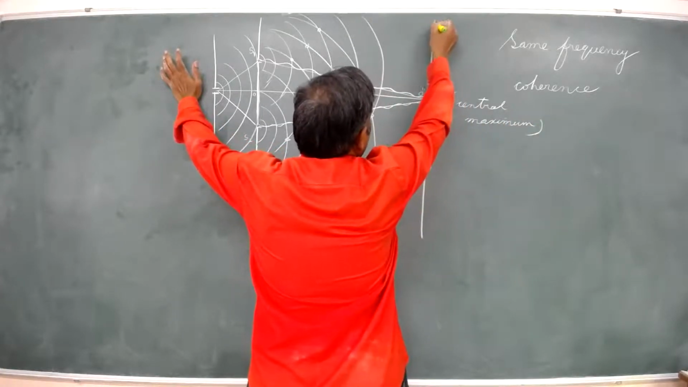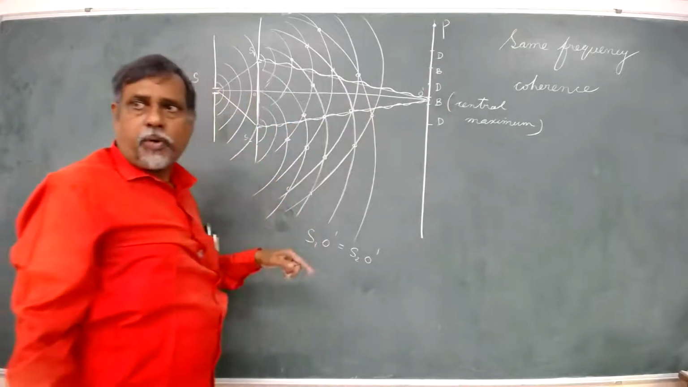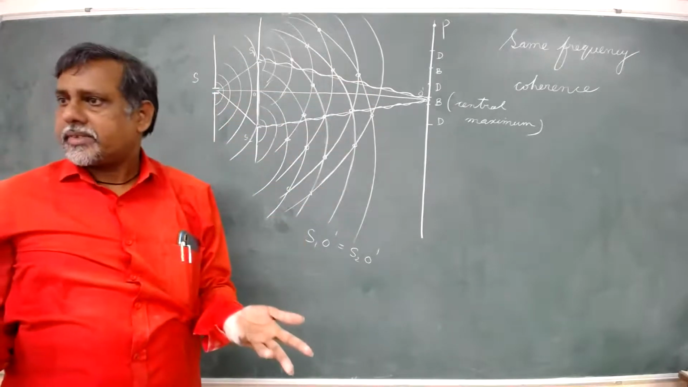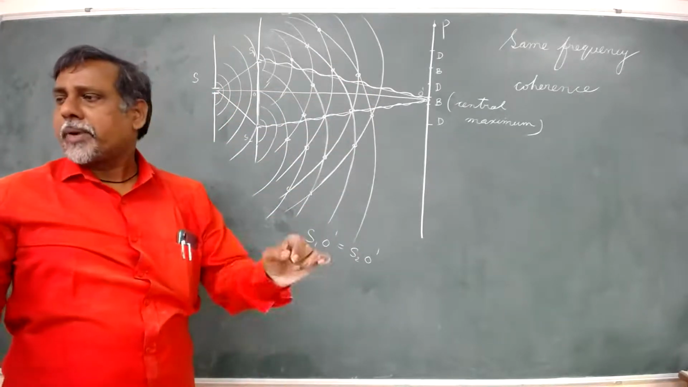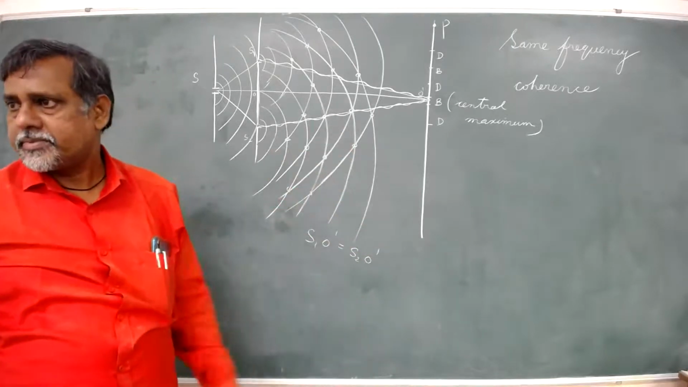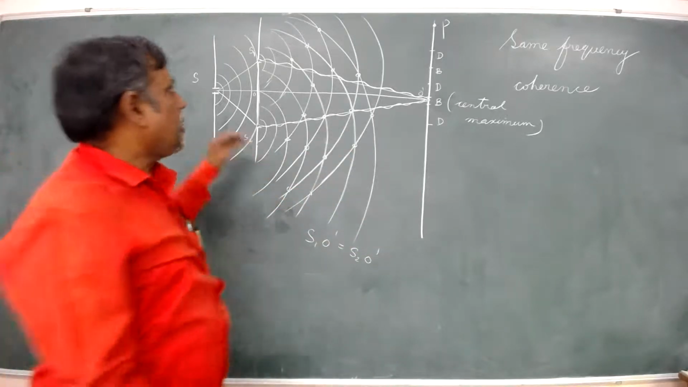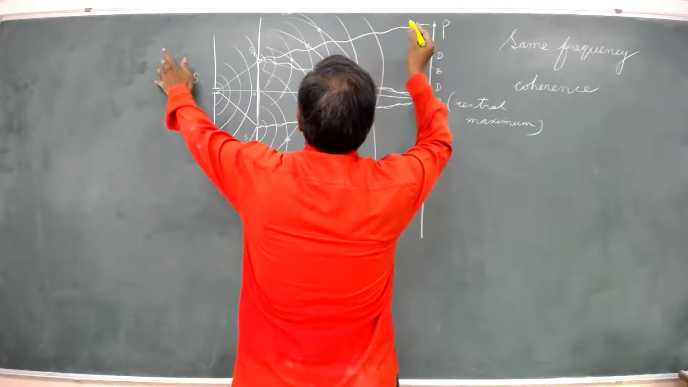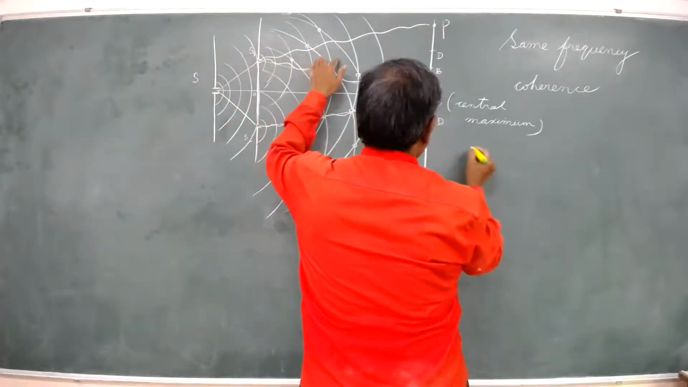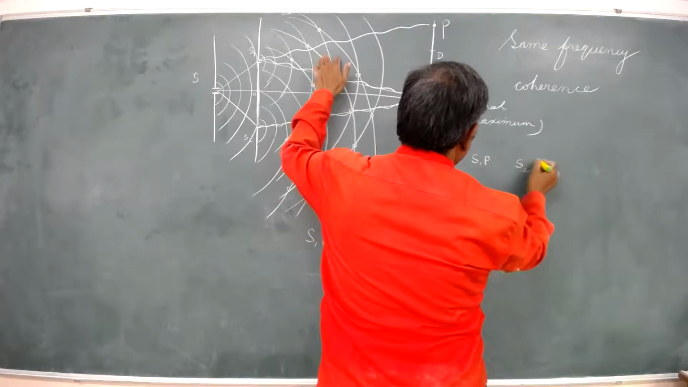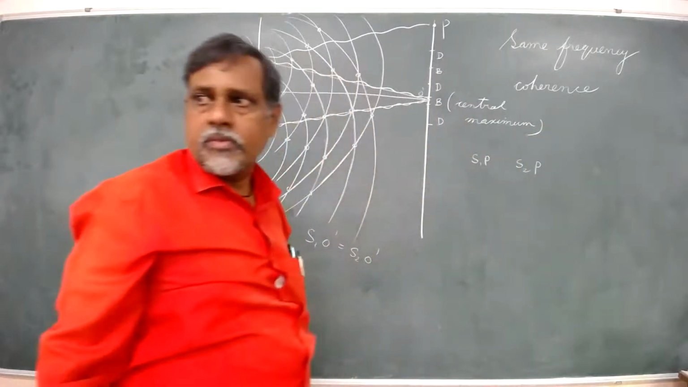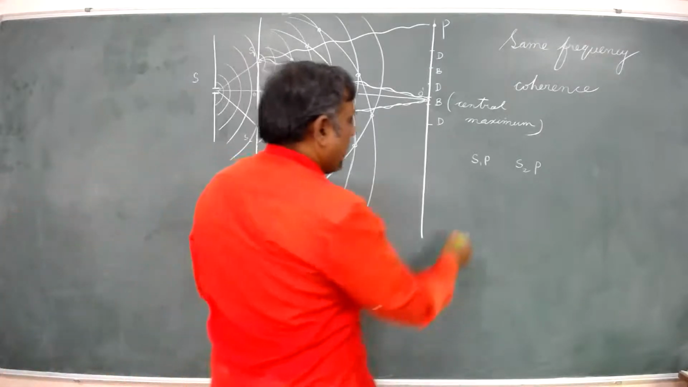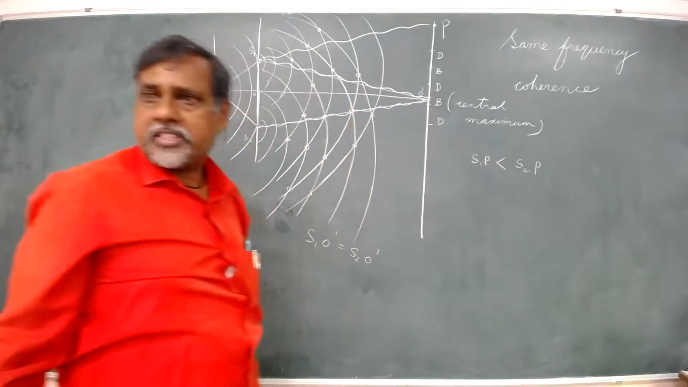Now if you take any other point, not the central point, say one point P over here, at point P also there will be some band. Will it be dark or bright? We can't say; it could be anything. That completely depends upon the phase difference or path difference. Now look at this: one wave is passing from S1. Are S1P and S2P both equal? They are not equal. S1P is less than S2P.